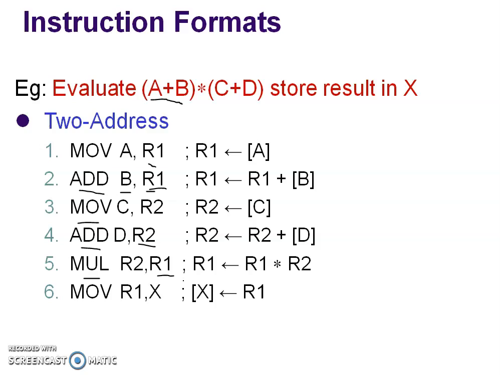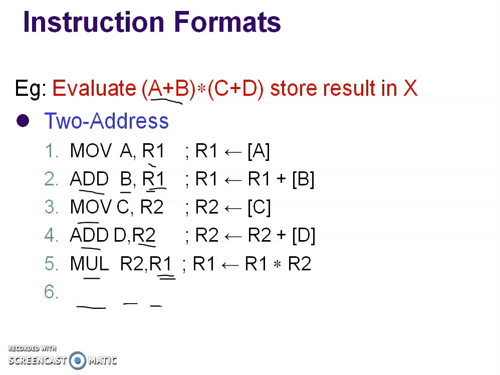Now what is the final thing that needs to be done? The final result should be stored in the X location. So for that, the move instruction will be used again. Now the final result is stored in R1, so this R1 value will be moved to the location X. In all these instructions only two operands are mentioned. So this is the way you will be representing the two address instruction: one memory and the other one considered to be the register.